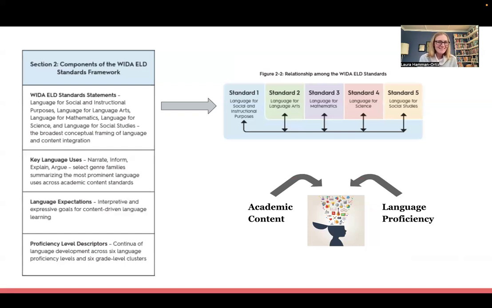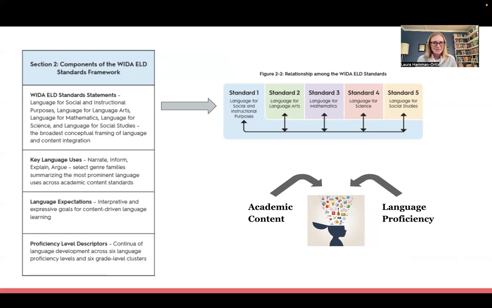All right, so starting with the first piece, the standard statements are very simple. They say that students need to develop language for social and instructional purposes, language arts, mathematics, science, and social studies. So WIDA has taken the core content areas that students are learning in at school, and used those to think about the language within those different disciplinary areas.